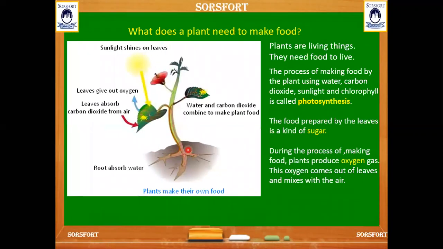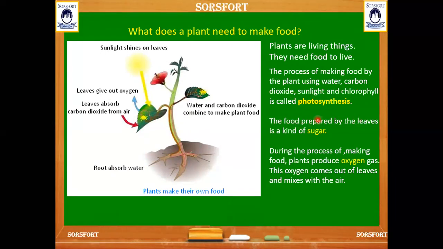What does the plant need to make food? They need water, which the root absorbs from the soil. They need sunlight, which it gets from the sun, and carbon dioxide from the air. Using all this, the leaf prepares the food. That process of making food by using water, carbon dioxide, sunlight, and chlorophyll, we call photosynthesis.